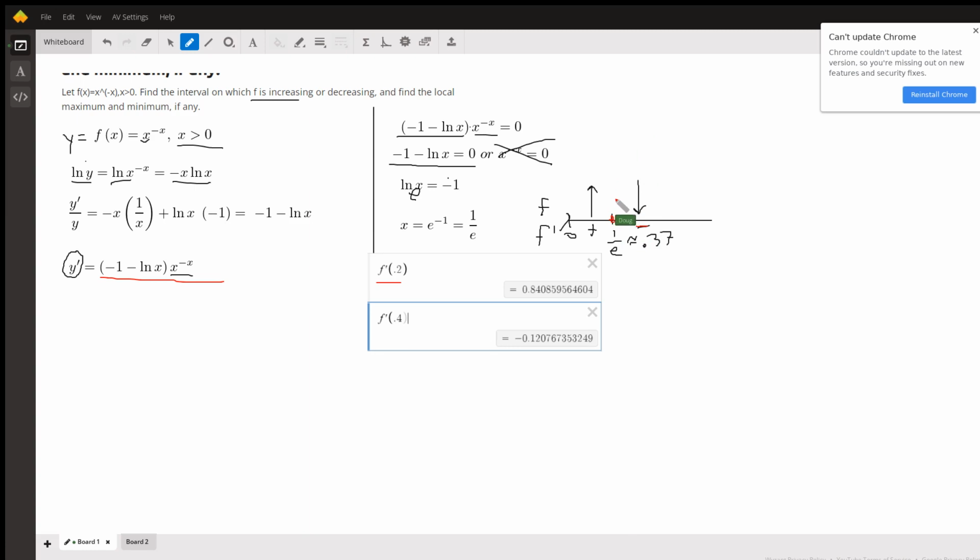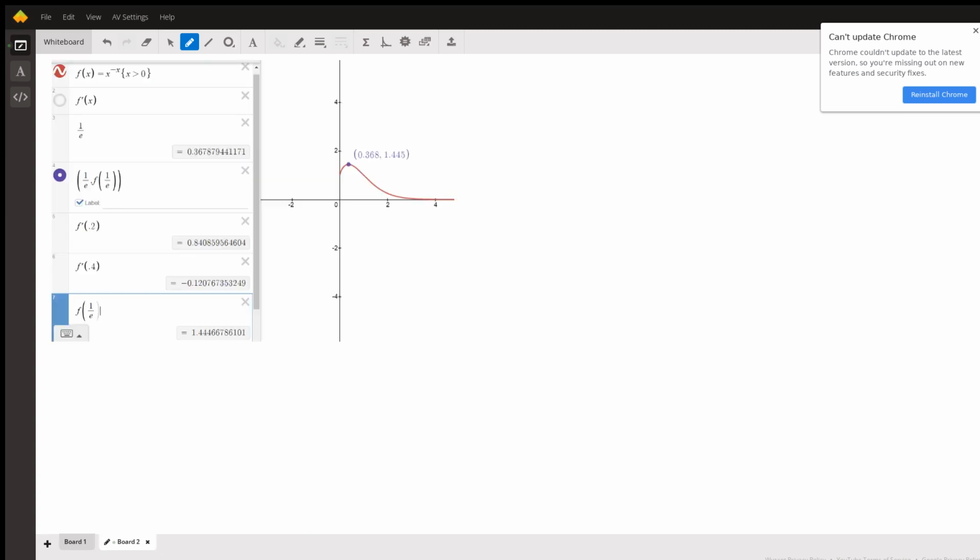That tells us we went from increasing to decreasing. We have a relative max at 1 over e, f of 1 over e. And here's what that looks like. There's the graph of f of x. This value is 1 over e, and this is f of 1 over e.